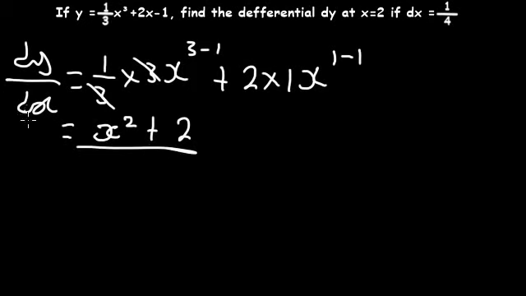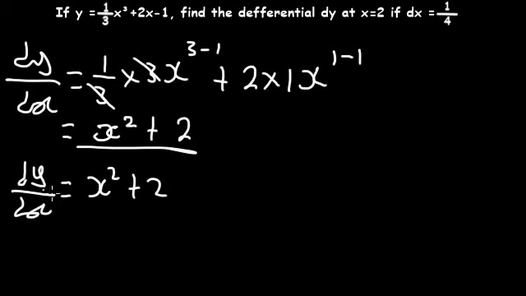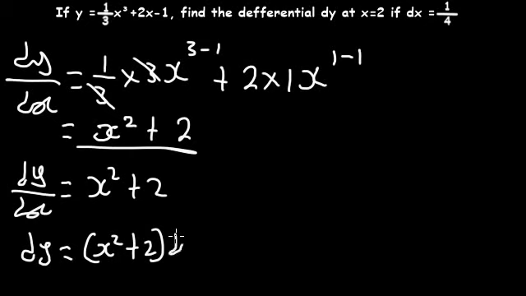So now that we have dy/dx equal to x squared plus 2, the goal at this point is to multiply through by dx, and therefore we now have dy equal to x squared plus 2 multiplied by dx. Now we have to evaluate the value of dy when x is equal to 2 and dx, which is the differential of x, is equal to 1/4. So we can go ahead and substitute the corresponding values.